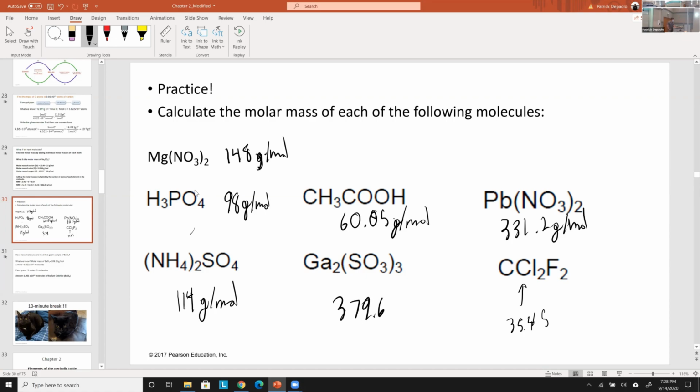379.6, good enough. All right, that sounds right to me. It should be pretty big. And then you have this one, difluoromethane. 120.5, 0.9. Okay, good, awesome. G per mol. That's sloppy. All right, cool. Good job, everybody.